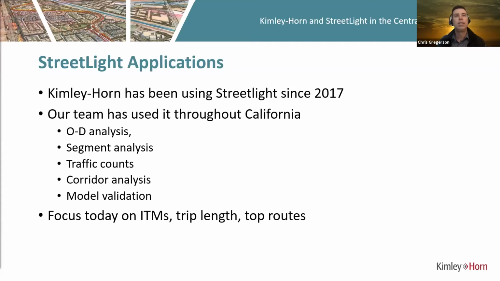So just in general, Kimley-Horn is a nationwide firm, and we've been using it throughout the country. And our team has been using it in California since about 2017. We're using it for a wide range of analyses: origin destination analyses, roadway segment analyses, traffic counts, both intersections and roadway segments, corridor analyses, and then model calibration and validation data. As I mentioned, the focus today is going to be on the intersection turning movement counts, that trip length information, and then the new top routes feature that we're looking at to help analyze cut-through traffic.